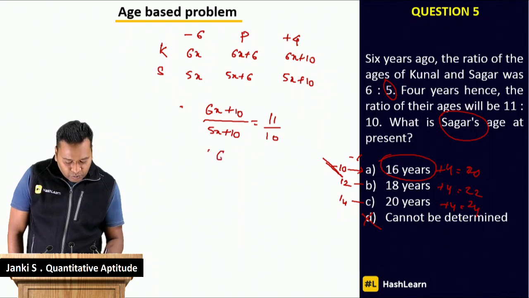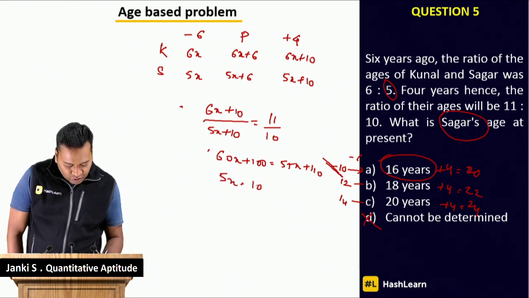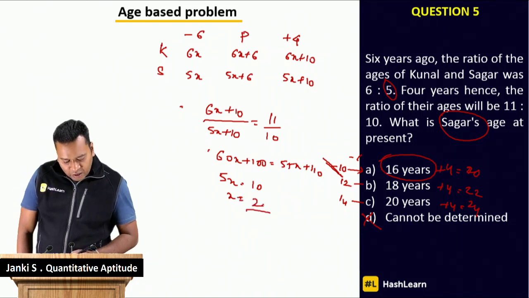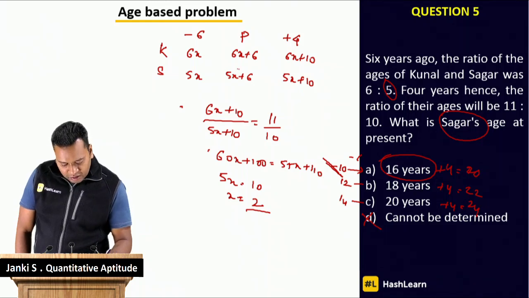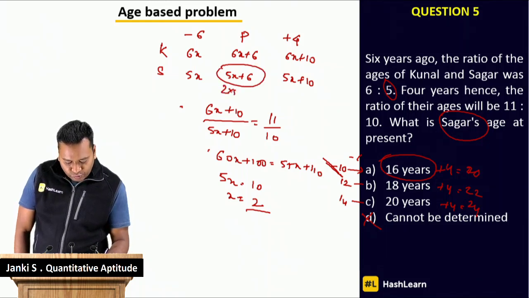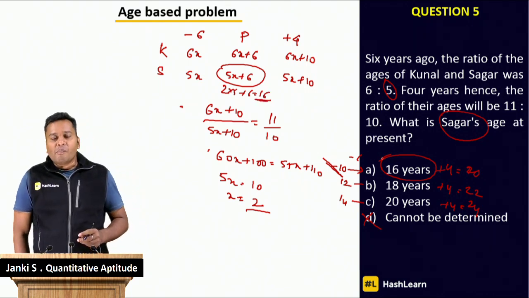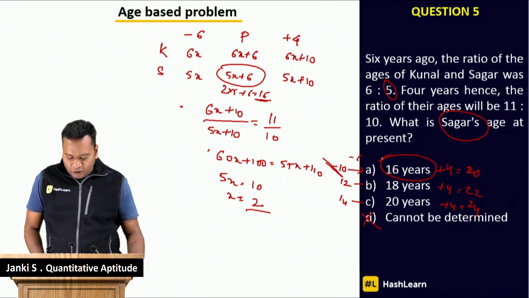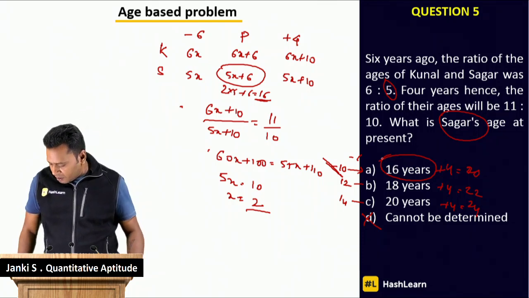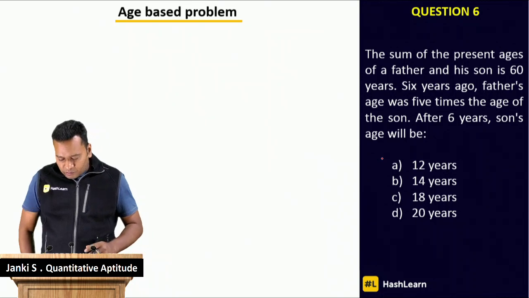So let's do a cross multiplication. 60x plus 100 should be equal to 55x plus 110, right? So 5x is equal to 10. X value is nothing but 2. So since x value is 2, they are talking about Sagar's age. That's nothing but 2 into 5 plus 6. The value is supposed to be 16. Right? So maximum time you can definitely go by the options to find out the relations here.